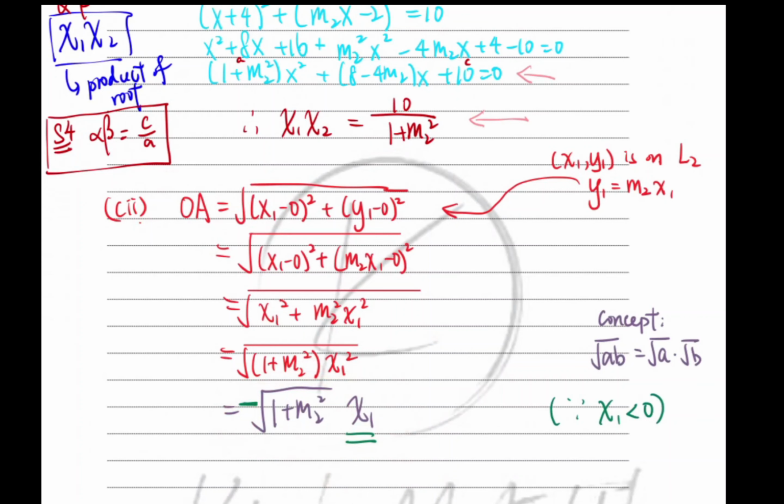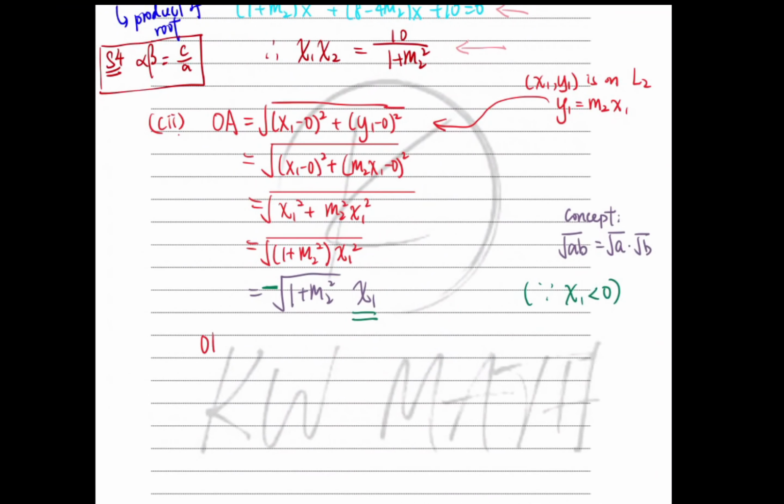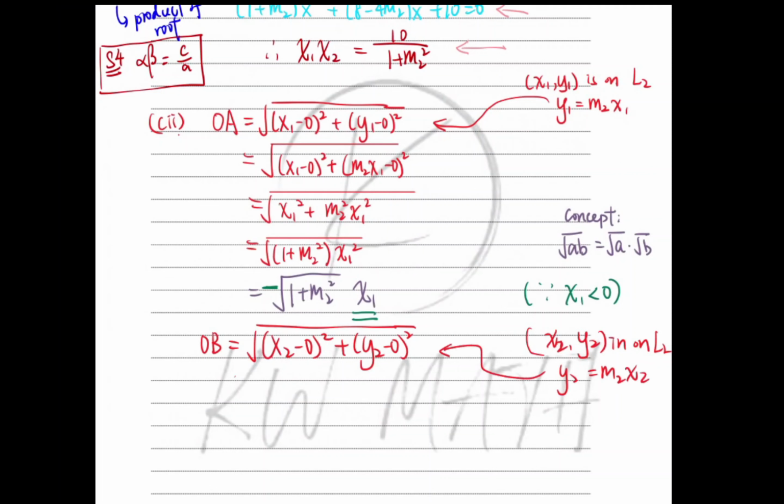So OB will be the same. So for OB, you get square root of x2 minus 0 all squared plus y2 minus 0 all squared. And actually we know that x2, y2 is on the L2 also. Therefore, we have y2 equals m2x2. Substitute again. So the steps are the same. So I skip a bit.